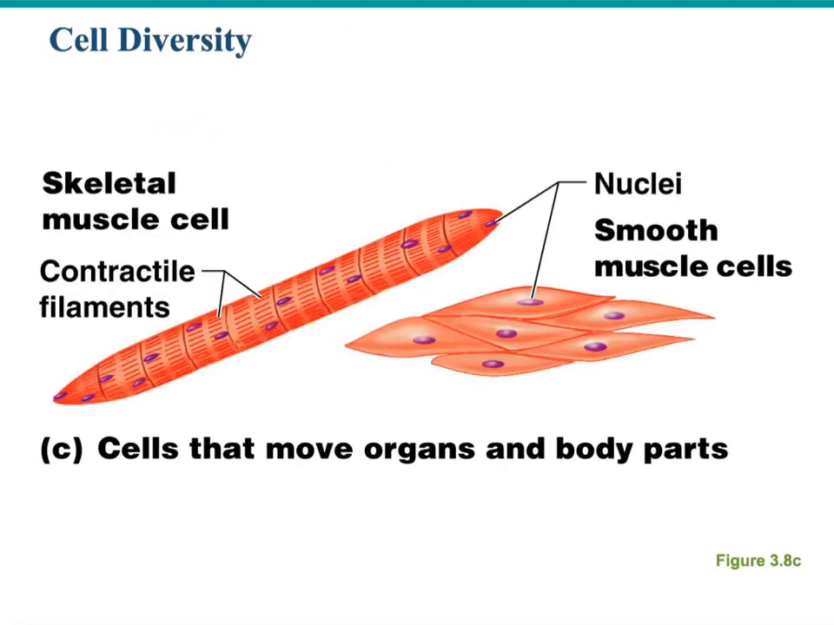The cells in muscle tissue are cells that move organs and body parts. Each type of muscle has its own type of cell. So you have skeletal muscle cells, cardiac muscle cells, and smooth muscle cells. And we'll learn the difference between all of them. There are 2 examples here: skeletal muscle cells and smooth muscle cells.